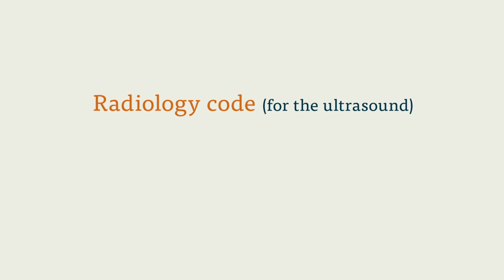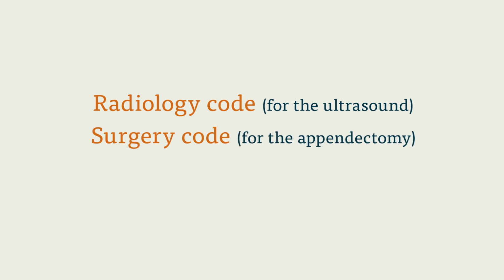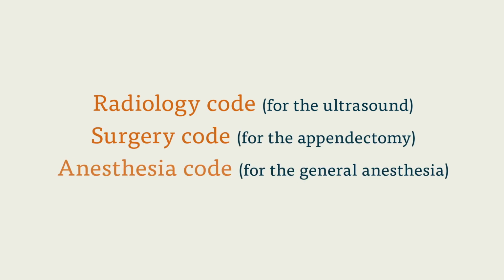Of course, our procedure coding doesn't stop there. As we saw from the medical report, the emergency department performed an ultrasound to confirm their diagnosis and performed a surgical procedure with general anesthesia. This means we need 3 more codes: a radiology code for the ultrasound, a surgery code for the appendectomy, and an anesthesia code for the general anesthesia. Let's start with the ultrasound.